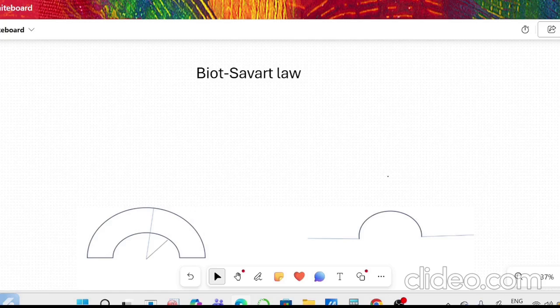Today I will discuss the Biot-Savart Law. It is a very important law in magnetostatics, and using this law you can calculate the magnitude of the magnetic field, and also the orientation or the direction of the magnetic field produced by a current carrying conductor.